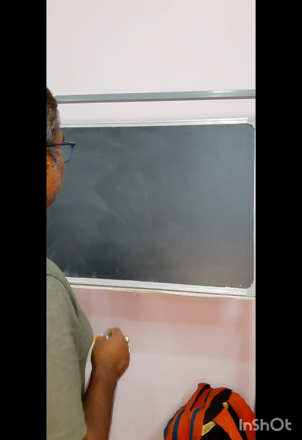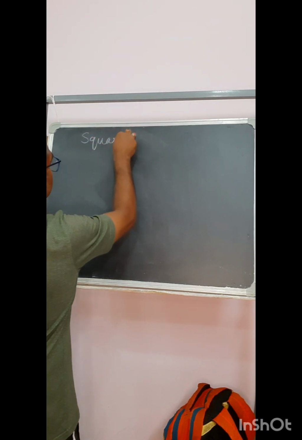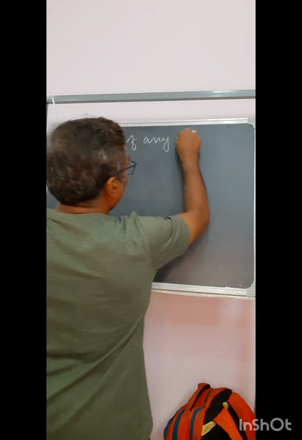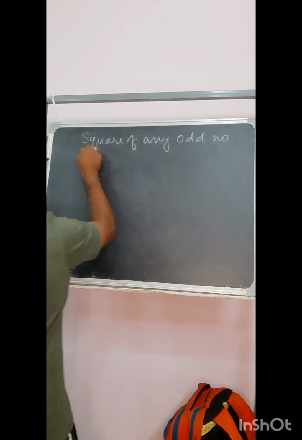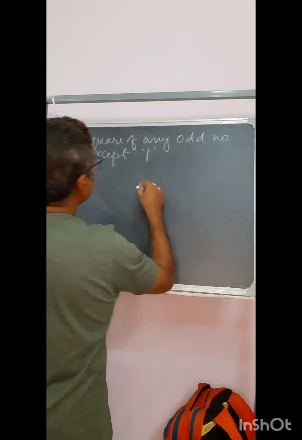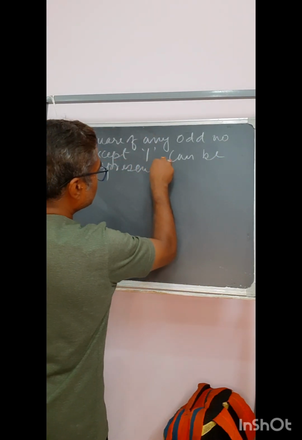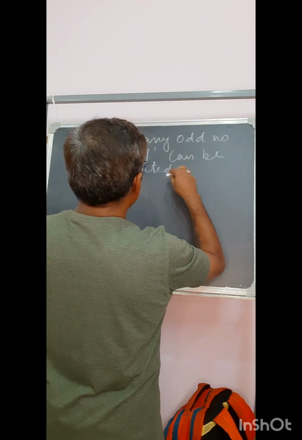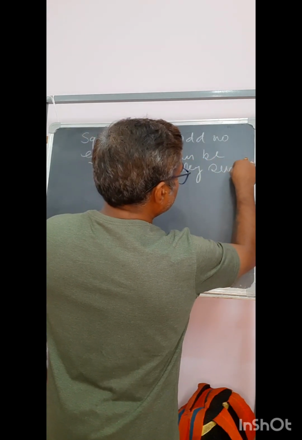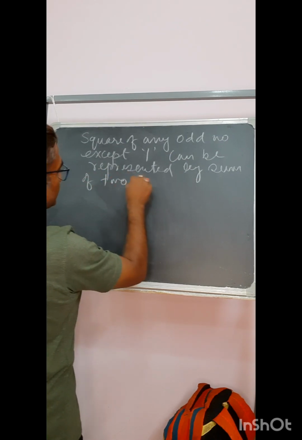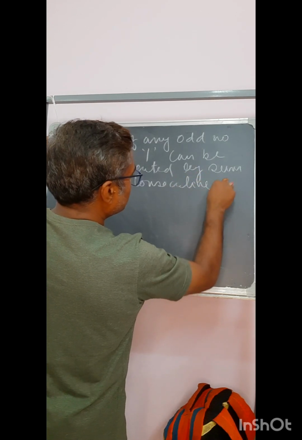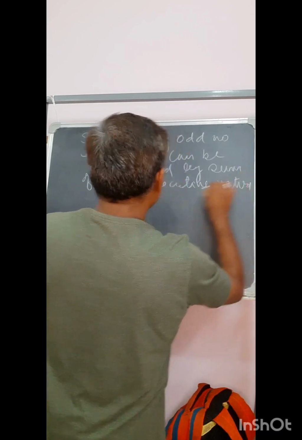In this last video, I will explain the remaining part of the number, starting with a concept which says the square of any odd number except 1 can be represented by the sum of two consecutive natural numbers. So that has to be proved.